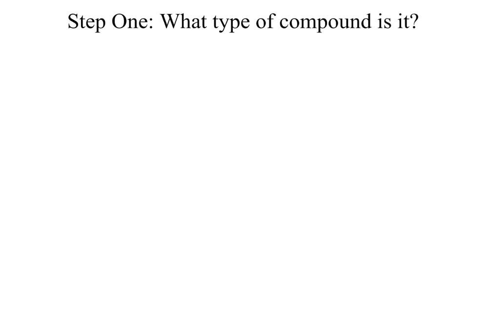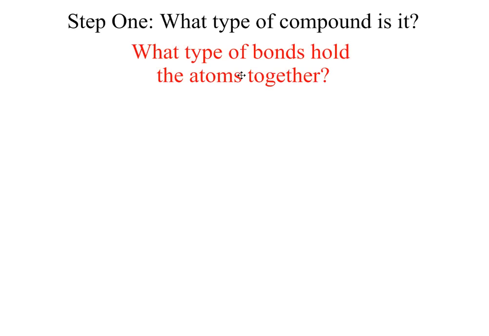The system that we use for naming a compound depends on the type of compound that it actually is. Now, to determine the type of compound, what we need to do is ask ourselves what type of bonds hold the atoms together. In a general sense, to answer that question we need to identify the type of elements that are being bonded together.